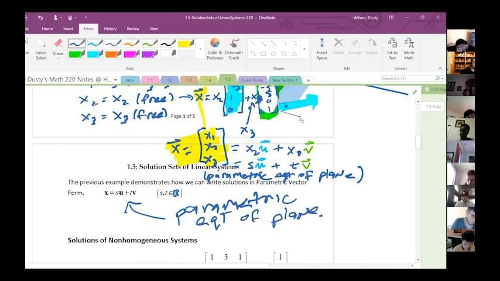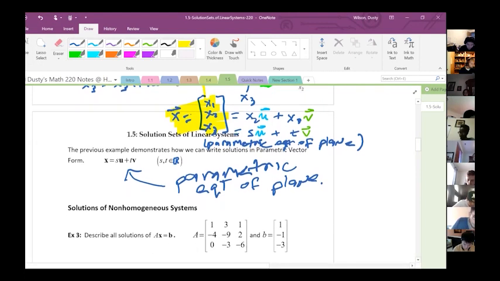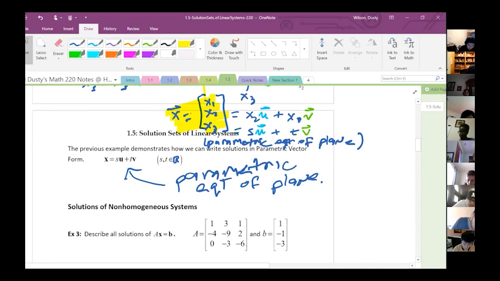It's kind of a Calc 3, Calc 4 thing. In particular, one thing I want to point out about this plane is that it goes through the origin. Because if you let s equal 0 and t equal 0, then x will be 0. It's the trivial solution.